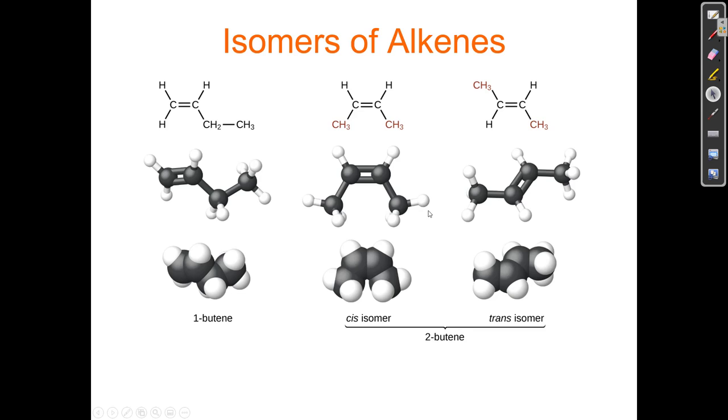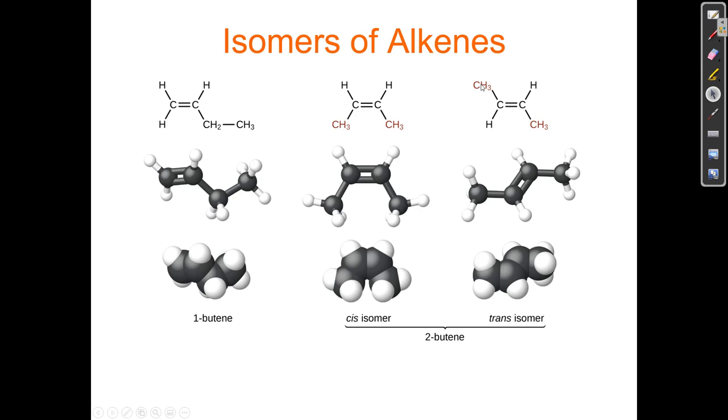Okay, so we can have isomers of alkenes, just like we can have isomers of alkanes, where two compounds have the same chemical formula, but the atoms are in different places, different shaped molecules. So here's an example where I have 1, 2, 3, 4 carbons. So with 4 carbons, I could have a double bond between 1 and 2. This is 1-butene. Here's 1, 2, 3, 4 carbons. This is 2-butene because the double bond's between carbon 2 and 3.